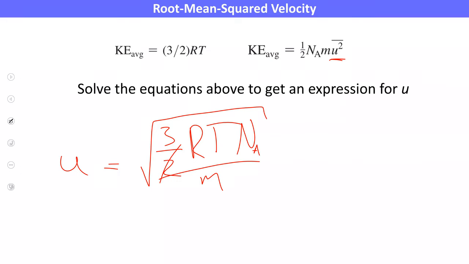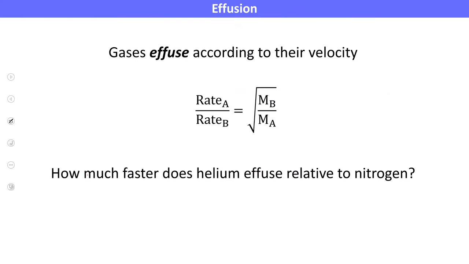So this doesn't really get us all that much, other than it allows us to solve for relative rates. Instead of just saying faster or slower, we can actually say how much faster the gas travels, because we can say the rate of gas A compared to the rate of gas B has this form: square root of molecular weight of B divided by molecular weight of A. So this is a way for us to get a number for not just that helium moves faster than argon, but how much faster helium moves than argon.